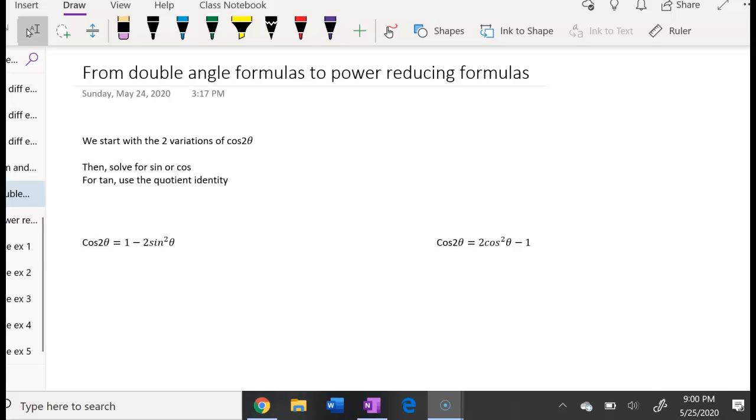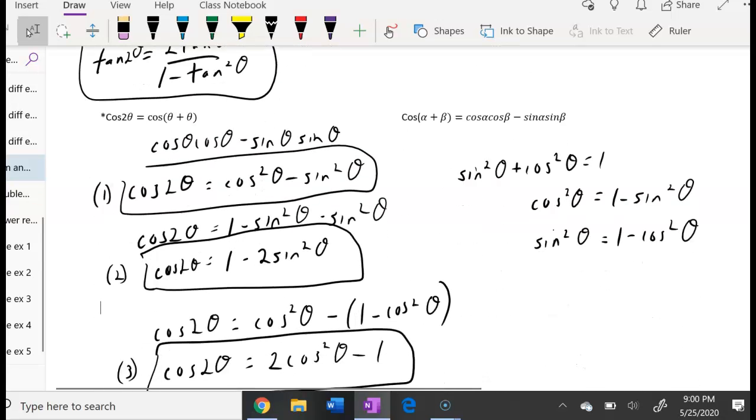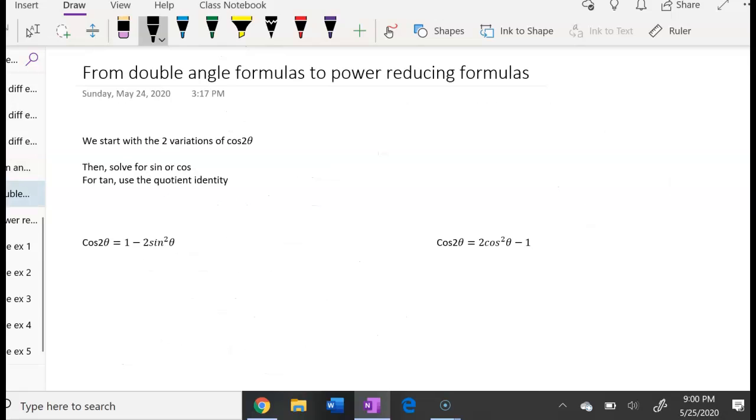So in the last video we established these three different versions of the cosine of 2 theta. And so in this video we're going to look at versions 2 and 3. So take a look at those. We established them in the last video, and this is where we're going to start in the current lesson, to go from these formulas to what's called the power reducing formulas. And it's a very, very small step.